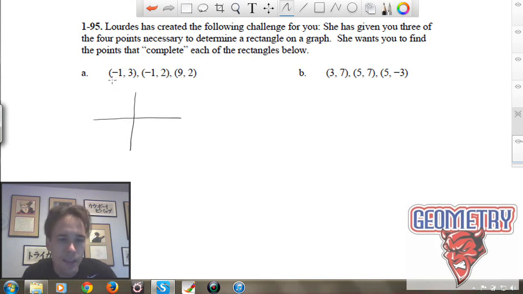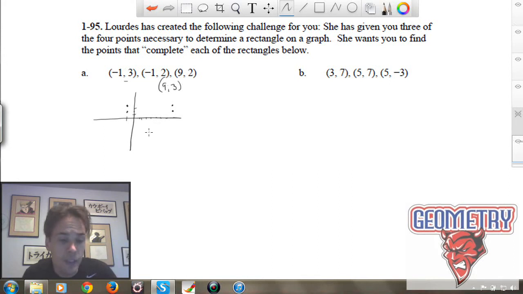So, -1, 3, somewhere around there. -1, 2. So somewhere around there. 9, 2. So somewhere around there, which means the 4th point has to be at 9, 3. Okay, so the 4th point is located at 9, 3.